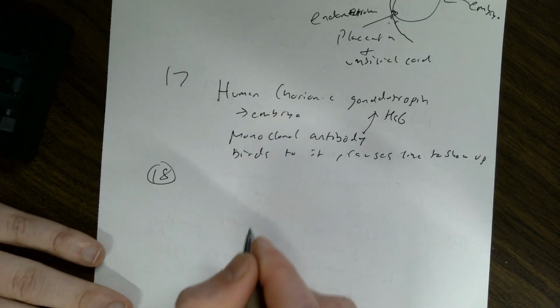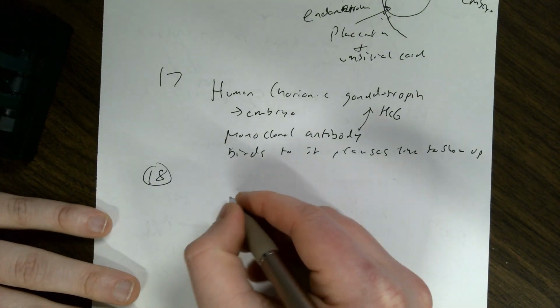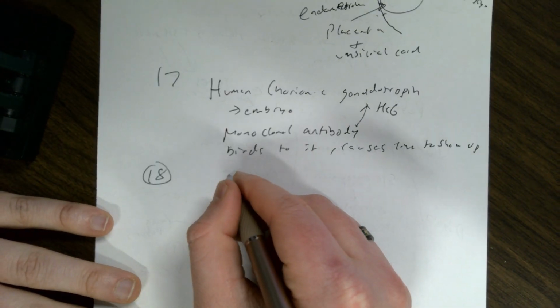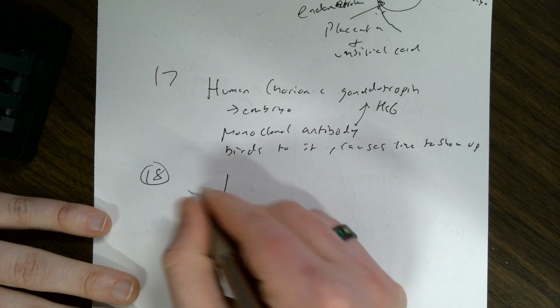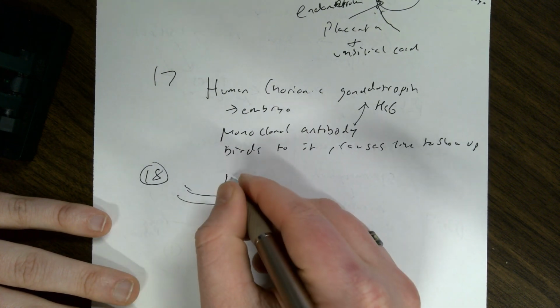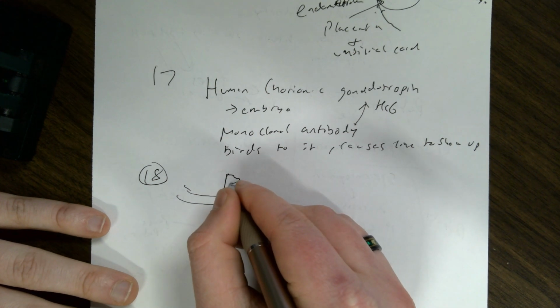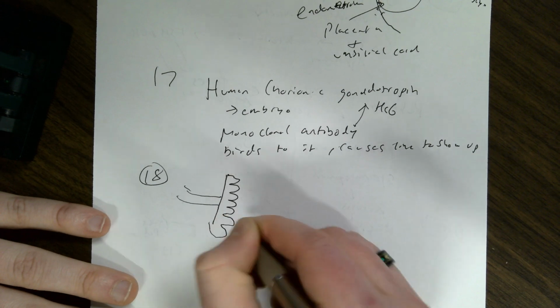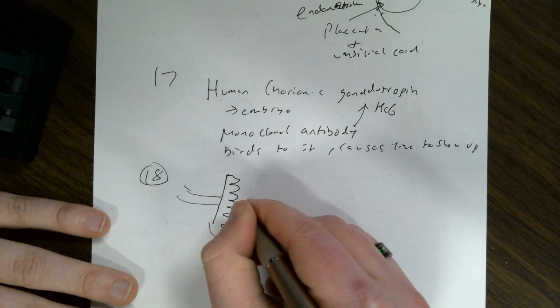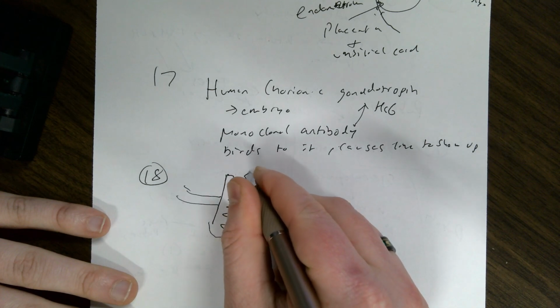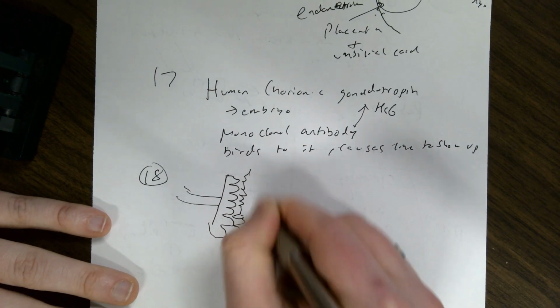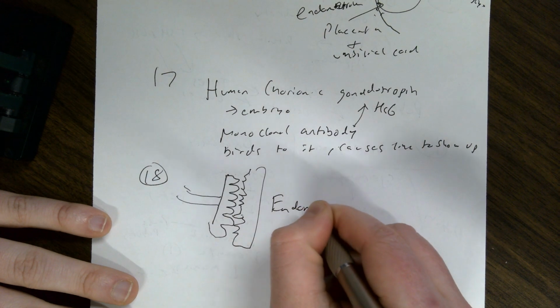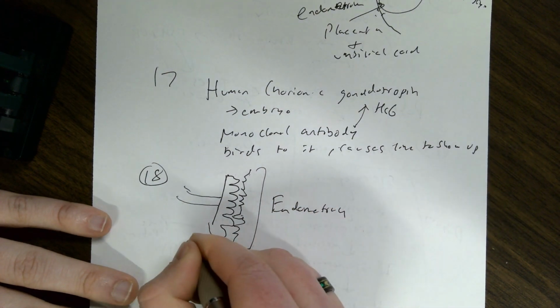18. The placenta. So the placenta is often described as pancake shaped, and its whole purpose is to send nutrients to the embryo from the mother. That's not the best drawing I've ever done. Okay, so this is the endometrium, and here's the other side of the placenta.